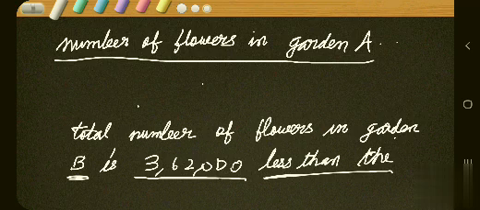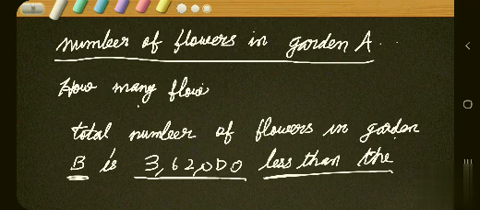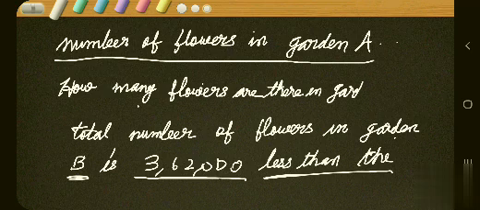And what else is given here? The number of flowers in garden B is how much less than that of garden A. That is given. Okay. So what is it? How many flowers are there in garden B? That is our question. How many flowers are there in garden B? This is our question.